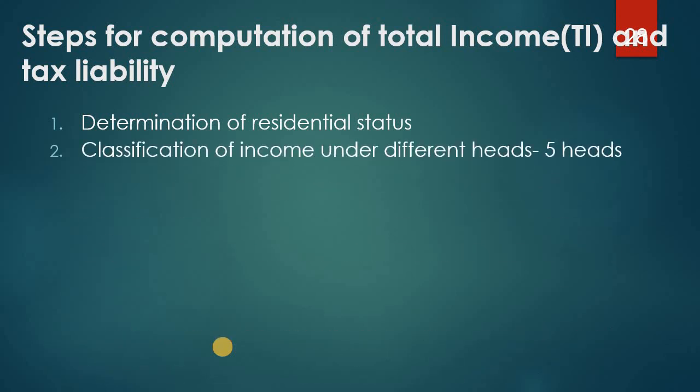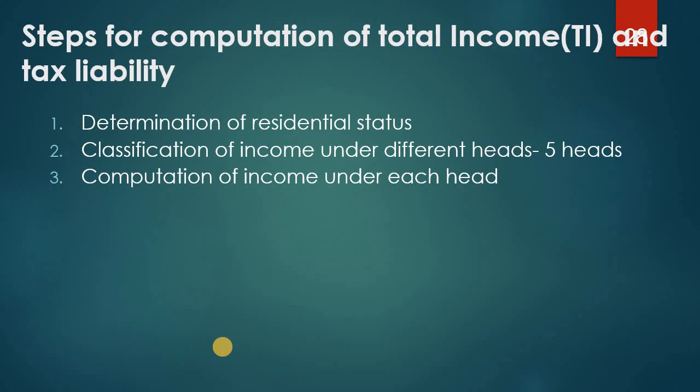Then second, classification of income under different heads. Once you decide whether he is a resident, then you start assessing the income from various sources. There are five sources or five heads of income. Compute one by one: income from salary, how much? Income from capital gain, how much? All these things you have to compute. Then third, computation of income under each head. Separately you calculate, because each head has a separate way of calculation, and there are certain deductions also in each head, so that we have to calculate.